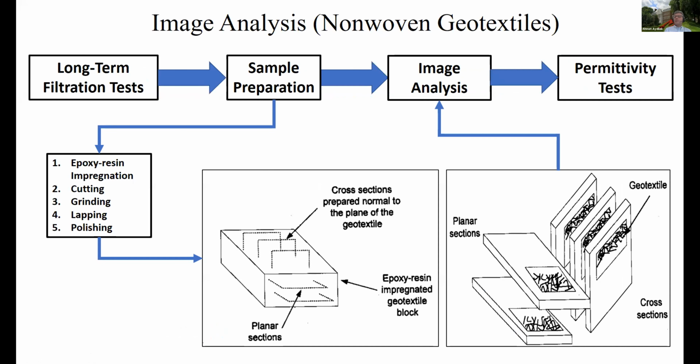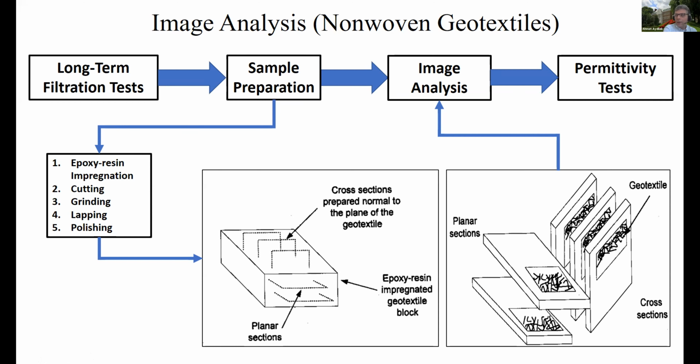And non-woven geotextile requires sectioning. Like if you ever dealt with the scientists in geology, they do thin sectioning of rocks. You would do the same thing for textiles, because otherwise you can't see inside the textile. So we have this epoxy resin impregnation and a series of cutting, grinding, lapping, and polishing techniques that we apply to textiles. We take planar as well as cross sections, and then we take images of those, and then we bring them together to come up with the 3-dimensional view of a textile.